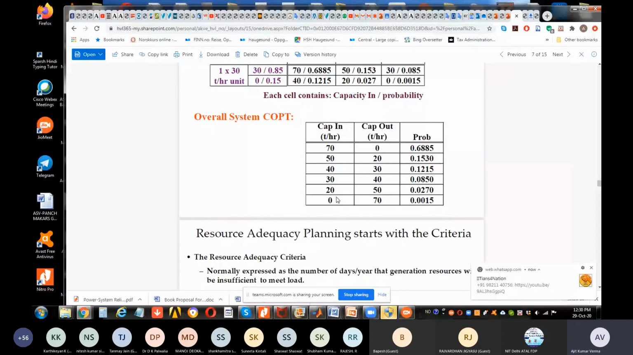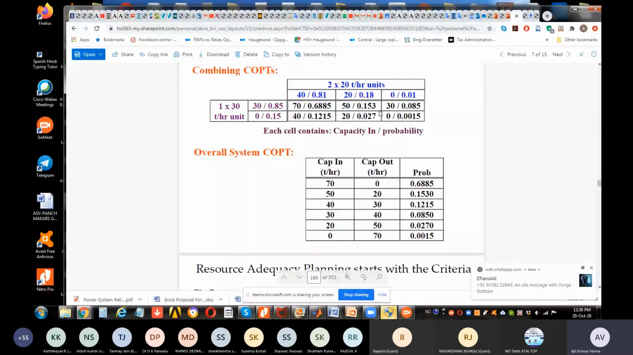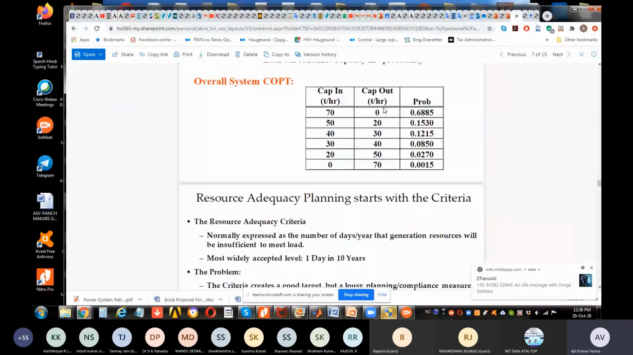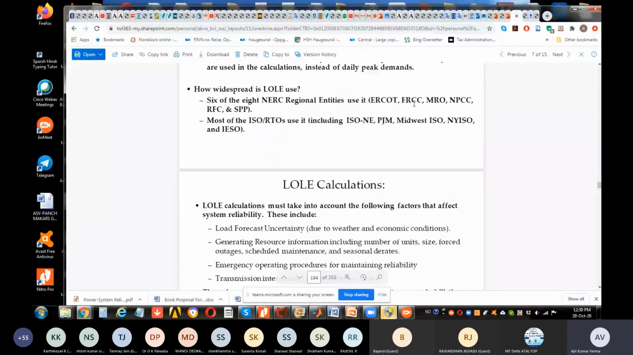And if there is a particular requirement, then you can see what is the loss of the requirement. In power supply parlance, loss of load probability, loss of load expectation, and so on. So these are combined COPTs. So this is one way to combine the capacity outage probability table if you have similar units: multiplying those probabilities, adding those capacities, and so on. I'm not going to discuss too much of all this theory. We'll confine ourselves to calculations so that we are spot on.